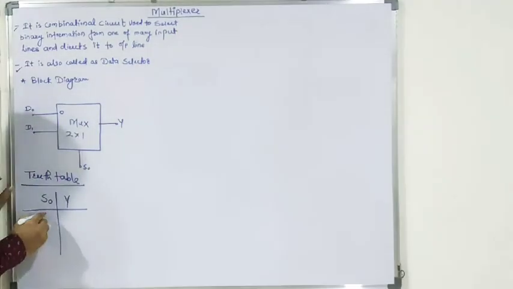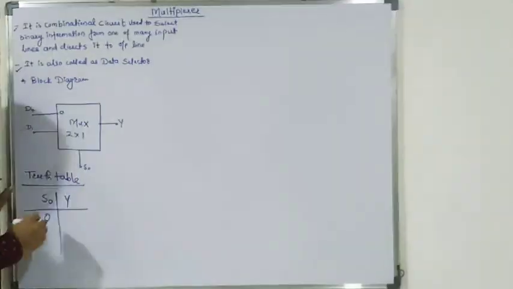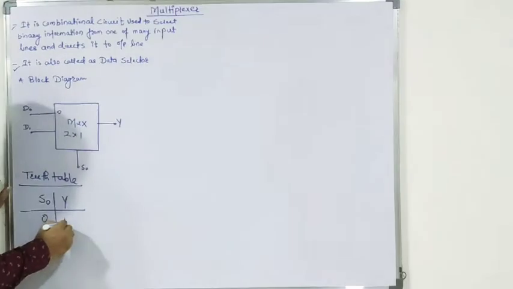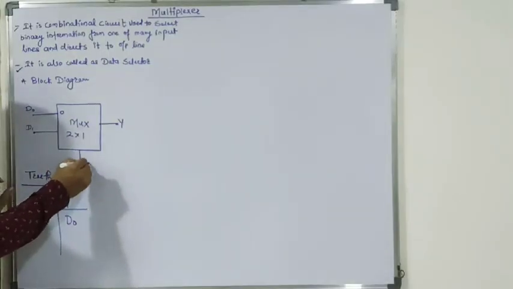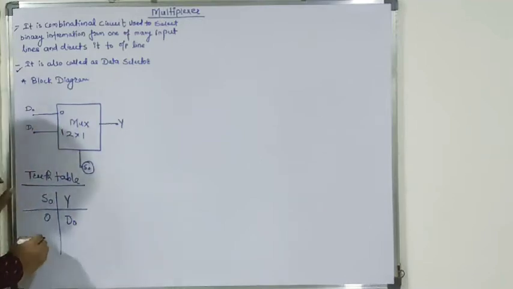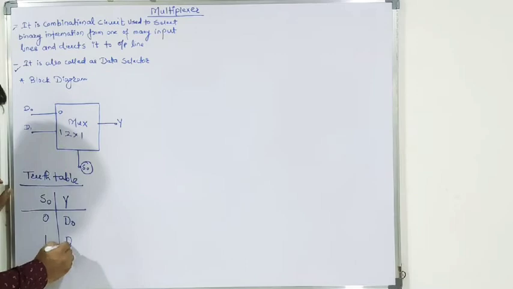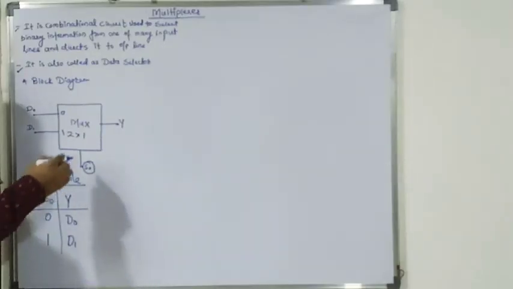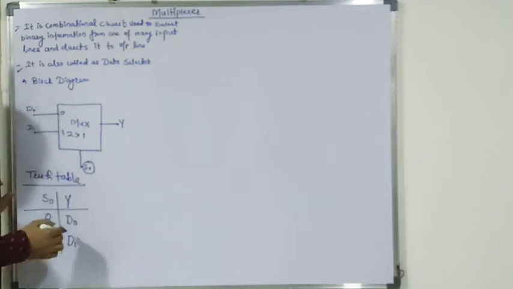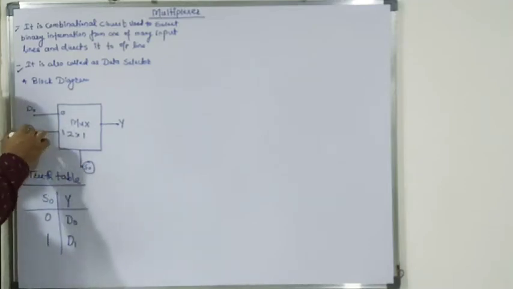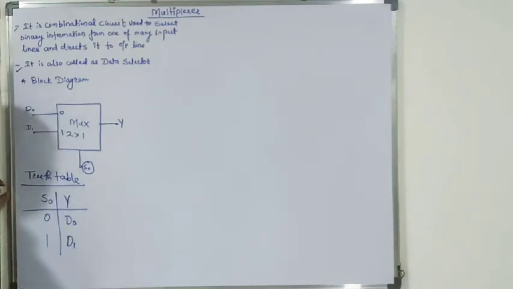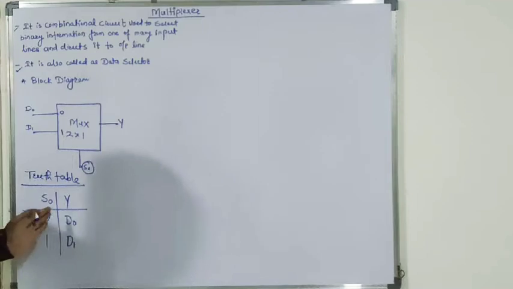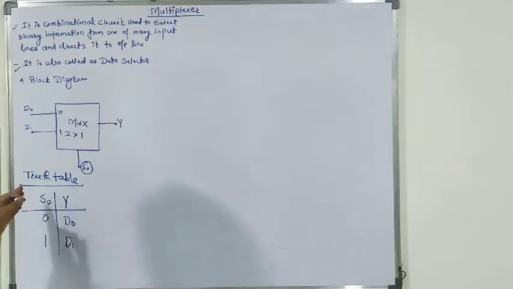So when S0 is 0, the output Y we get is D0. Next, when S0 is 1, we get D1. So when S0 is 0, Y is D0, and when S0 is 1, Y is D1. That is the truth table, and from it the output Y takes the values D0 and D1.